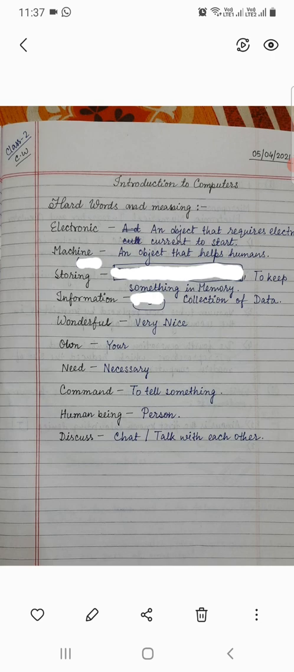Next, human being. That means person. Or next word, that is discuss. That means chat or talk with each other.